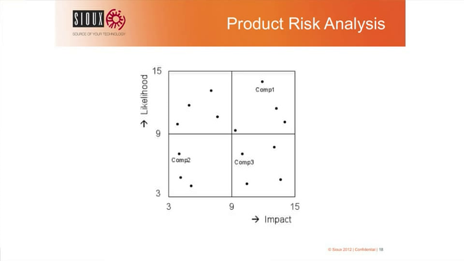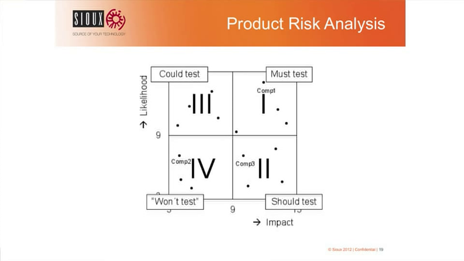What it means is, for instance, when you look at component 1, the likelihood is high. That means the likelihood of defects in this component is rather high. And the impact is also high, which means the impact of possible defects is also very high. So this is a critical component. And we are using the MoSCoW matrix for this.